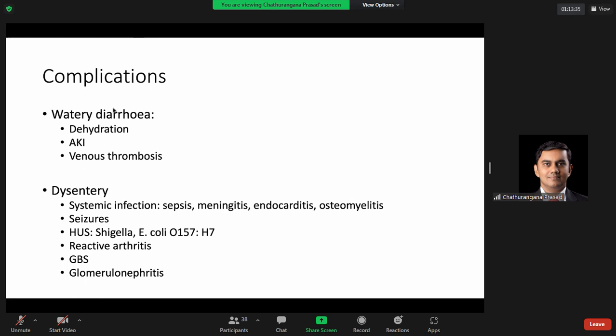also called Reiter syndrome, where you have diarrhea or dysentery, and most of the time you get a knee joint swelling. Guillain-Barré syndrome, especially with Campylobacter, you can get, and of course glomerulonephritis. So you will have to read a little bit more.